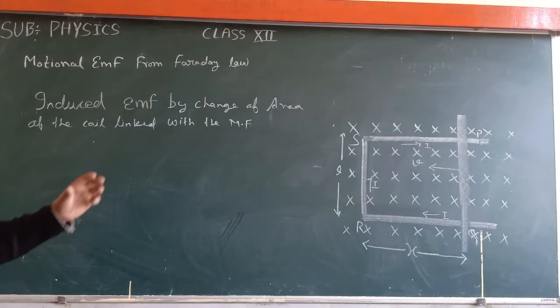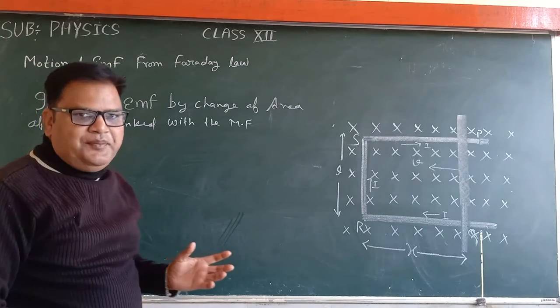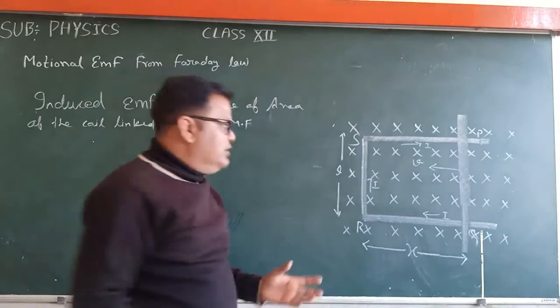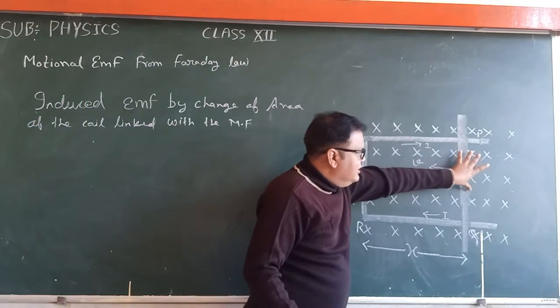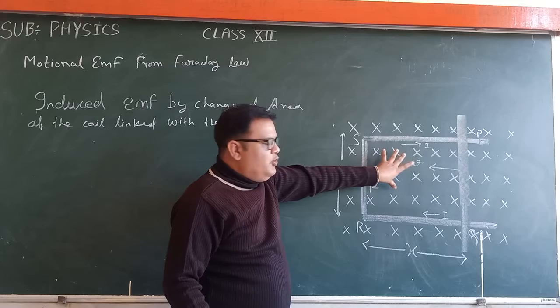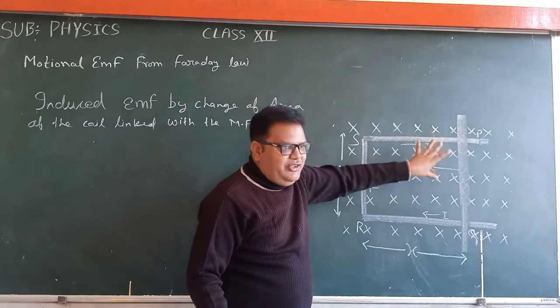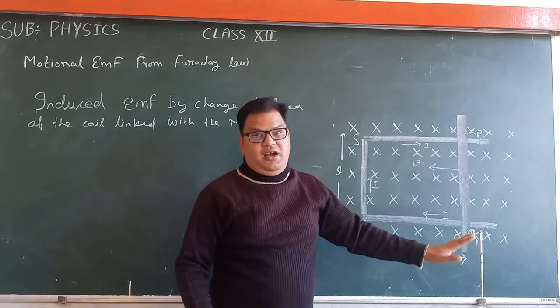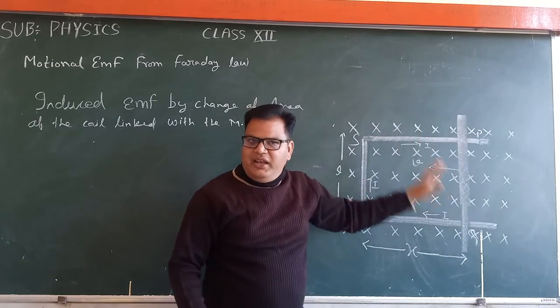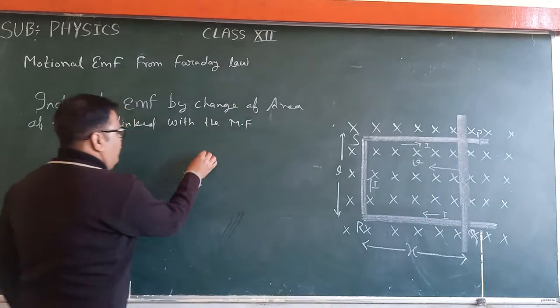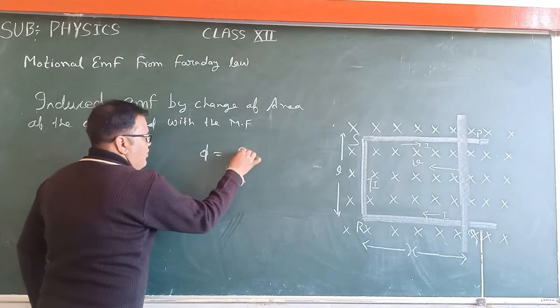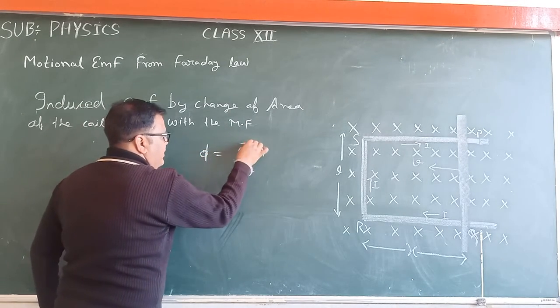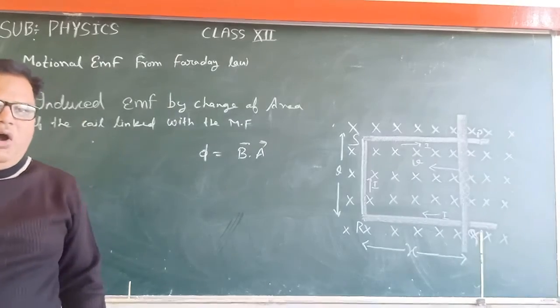One more thing. We know the direction of current, and we know the flux. When we move PQ in this direction, there is a change in flux, because there is a decrease in area. And flux phi equals B dot A. We know that phi equals B dot A.